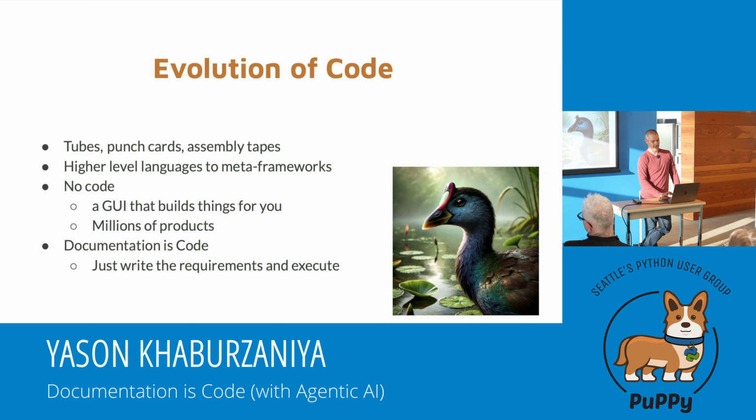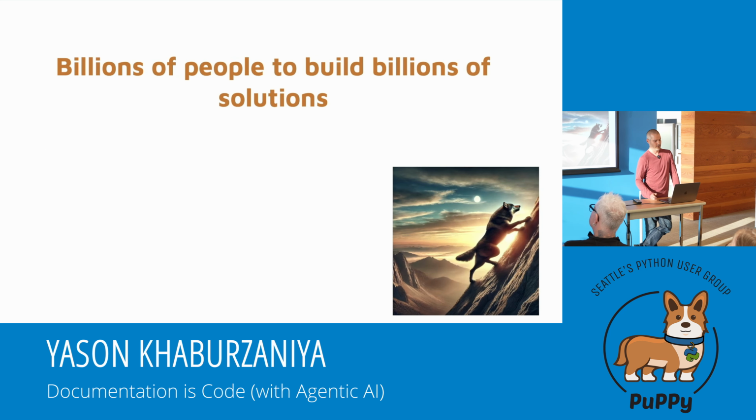And just as a reminder, this little dinosaur to the right shows us that the evolution of new forms does not necessitate extinction of earlier forms. So birds are dinosaurs, if you didn't know. But yeah, basically with documentation as code, it's a higher level of language still. And with it, billions of people will be able to build billions of solutions.